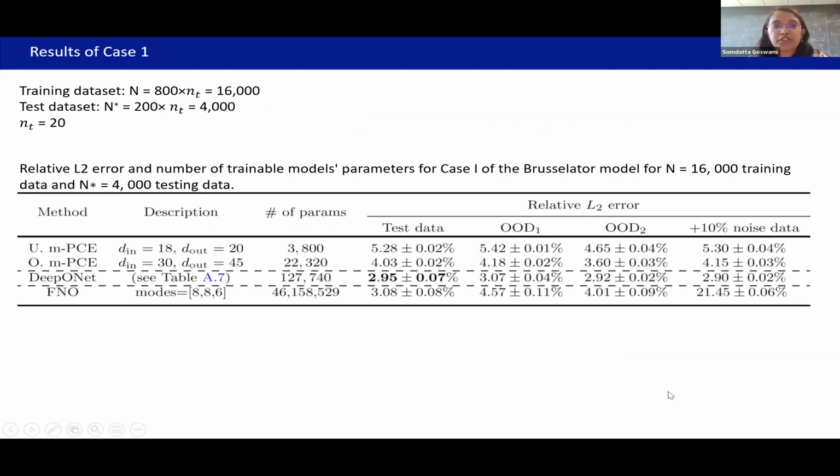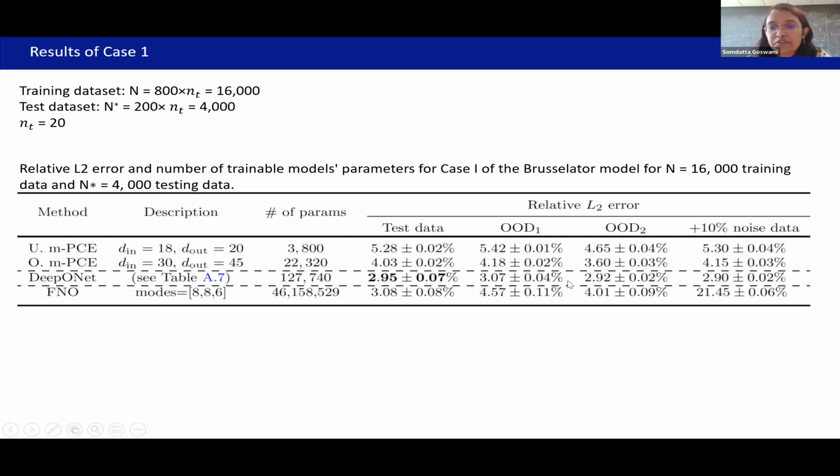So the results for case 1, the first data set. Here we show that we have 16,000 total training points, and we tested on 4,000 data points. For the smooth data set, the under-parameterized, over-parameterized, DeepONet, and the Fourier neural operator all perform considerably well, with DeepONet having the highest accuracy, the lowest error.